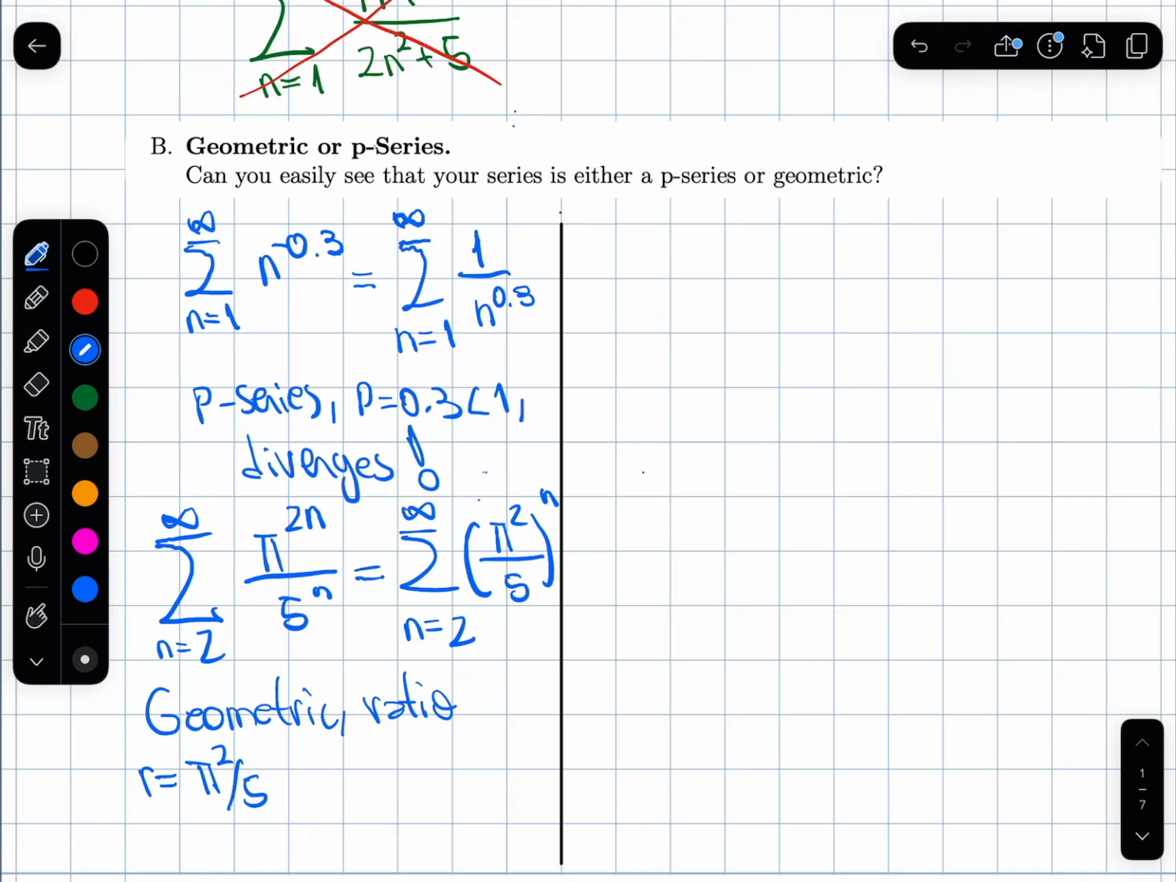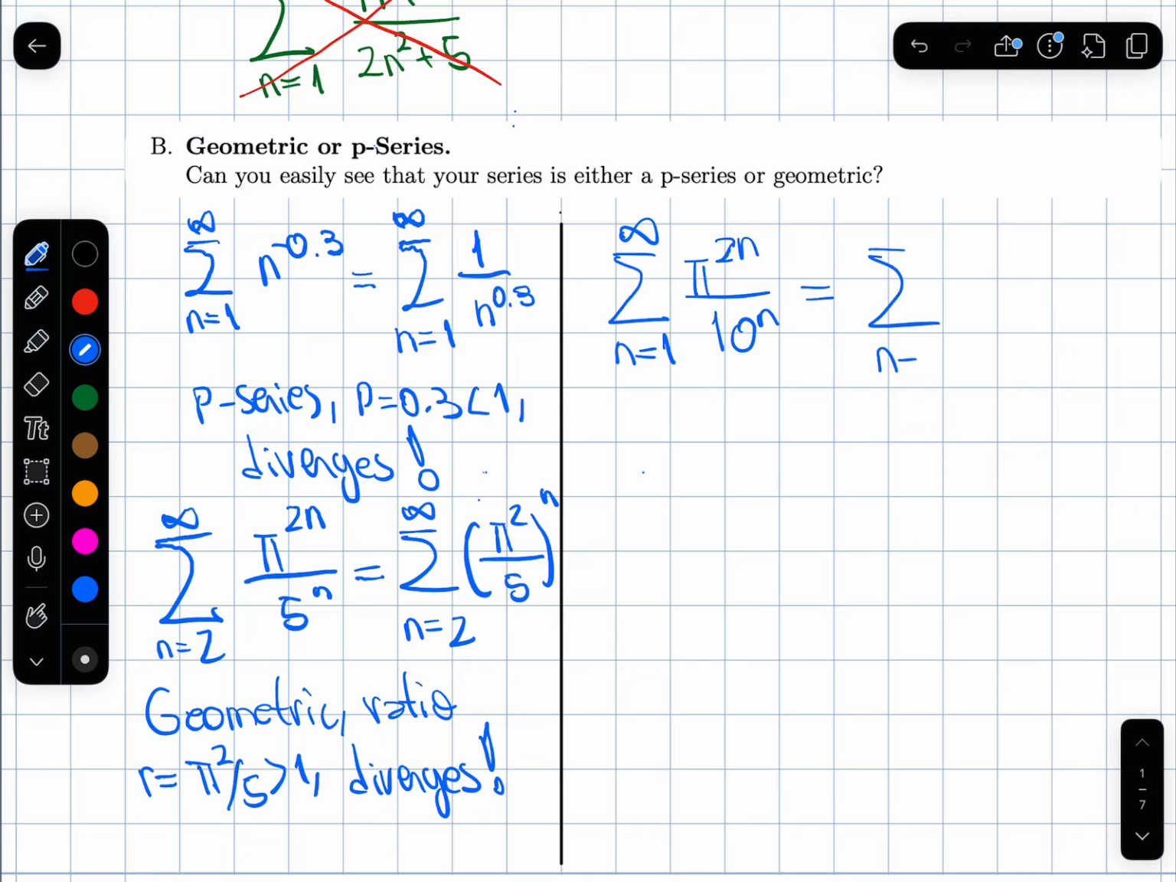And pi is just over 3, which means pi squared is going to be just over 9, more than 5. So the ratio is more than 1. So this diverges. Right? But on the other hand, if I have something like this, pi to the power 2n, 10 to the power n, then this is going to be also geometric.